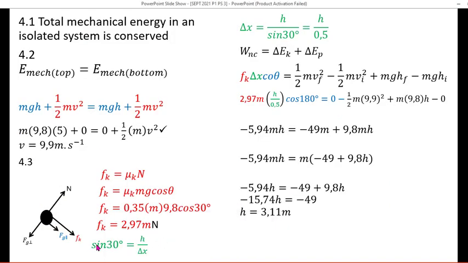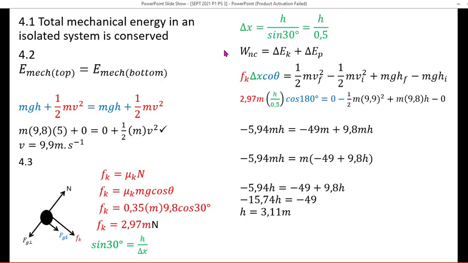We say sine 30 is equal to h divided by delta x, and then we make delta x the subject of the formula. By cross multiplication, we get h is equal to sine 30 times delta x, and we divide through by sine 30, so delta x is equal to h over sine 30, which is equal to h divided by 0.5. Sine 30 is 0.5.